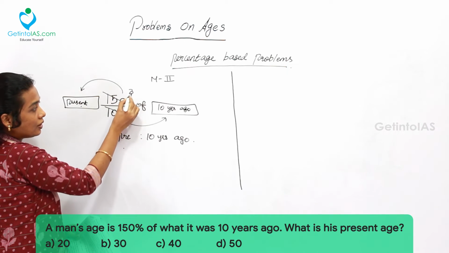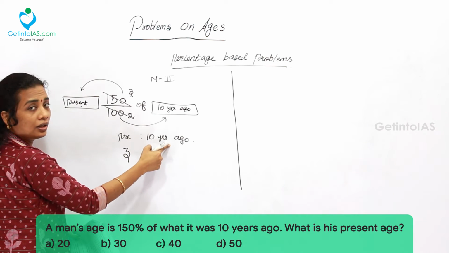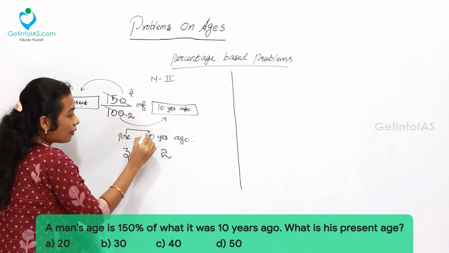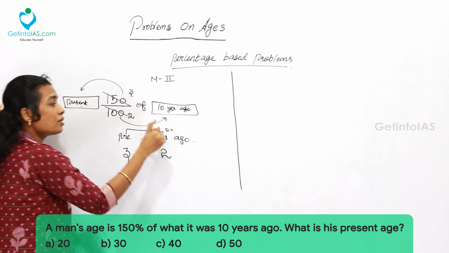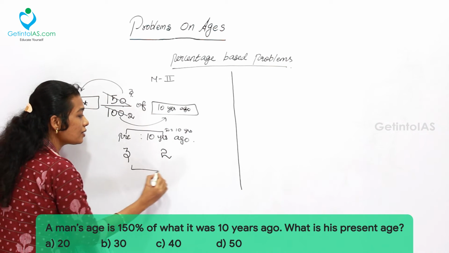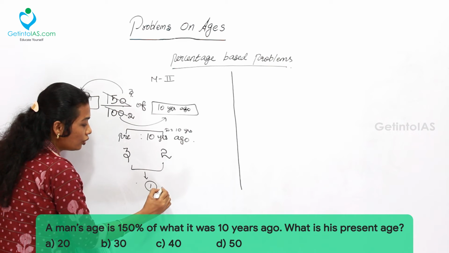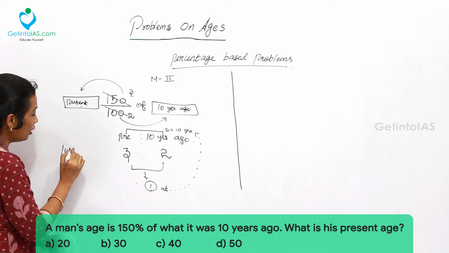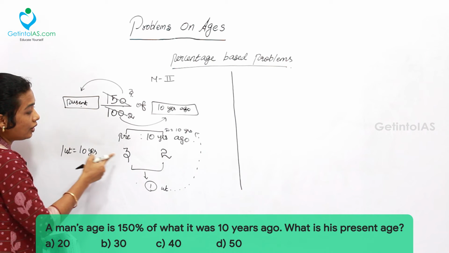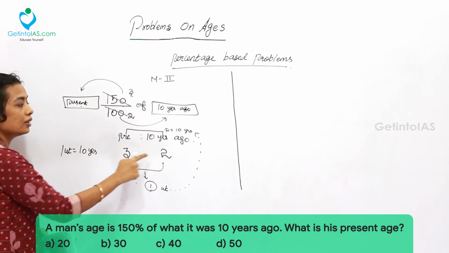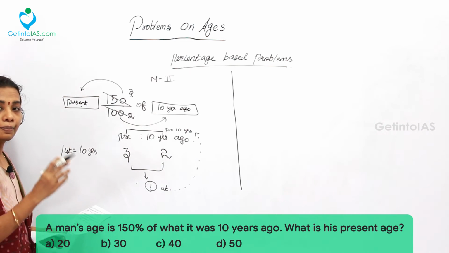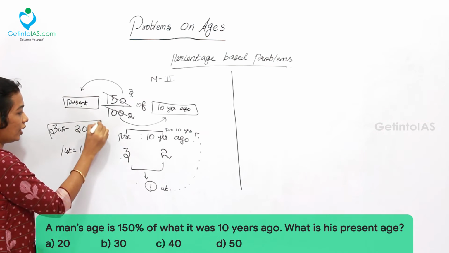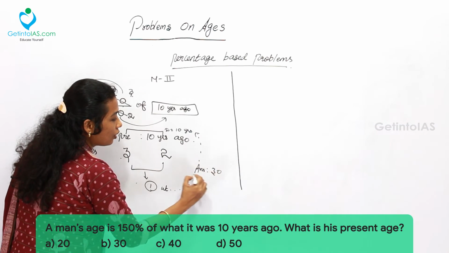So, at present it is 3 units and 10 years ago it was 2 units. Now, simply take the difference over here. The difference between present and 10 years ago is 10 years. What is the difference here? 3 minus 2, 1 unit. So, simply 1 unit corresponds to 10 years. Simply I am writing 1 unit is equal to 10 years. Then what is the present age of the man? 3 units, 30 years. 10 years ago it was 20 years. The question asks for his present age. We require these 3 units. 3 units equal to 30 years. Finally, my answer is 30 for this question.